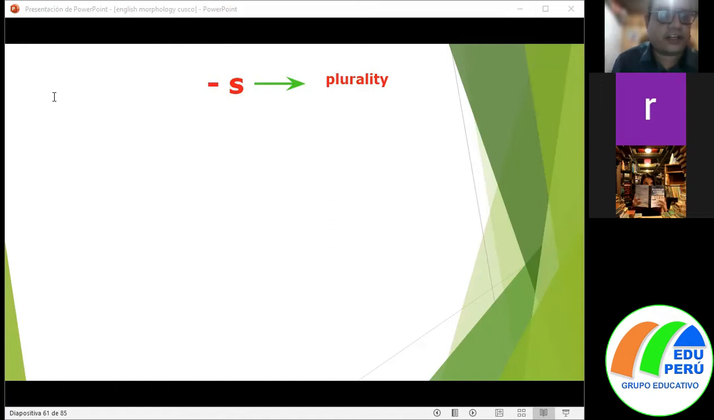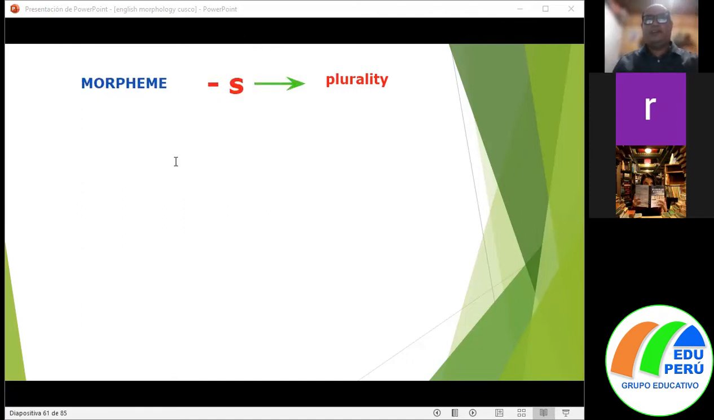That's why we say that this is a morpheme. So we are going to write it here. This is the idea. Notice this is the plural. This is what you have in mind. This is a morpheme. Remember, this is a morpheme. I'm going to write it here.